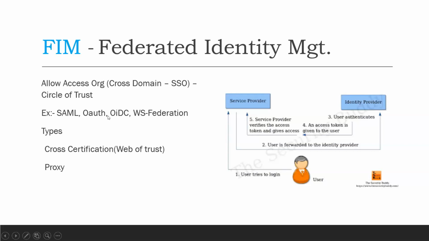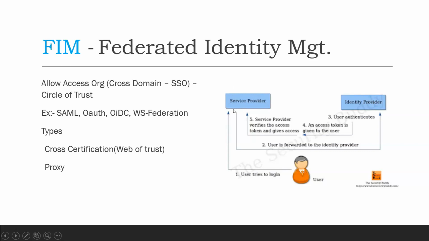We have SAML, OAuth, OIDC, and WS-Federation. These are industry well-known protocols for federated identity management. And just understand, the CCSP asks some keywords and they confuse you with the keywords also. So the first thing to always understand, there is a keyword as per the standard guideline: there is an identity provider and a service provider.